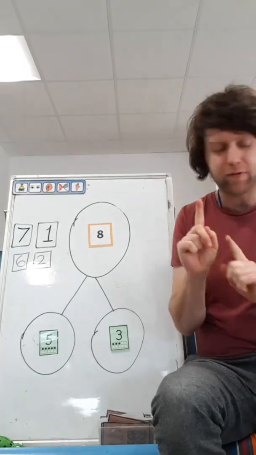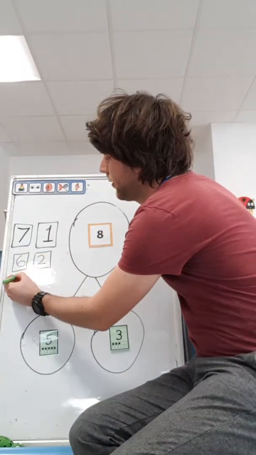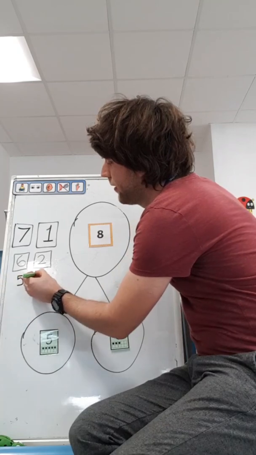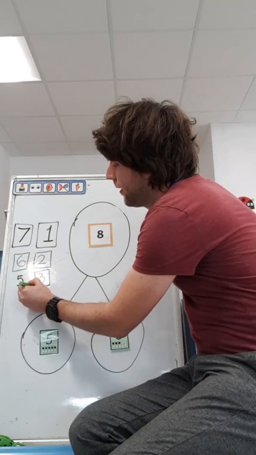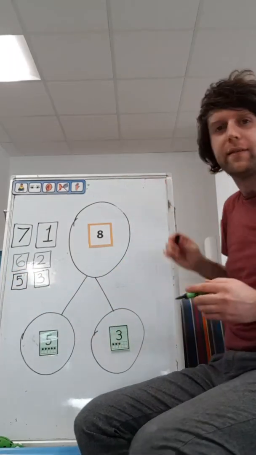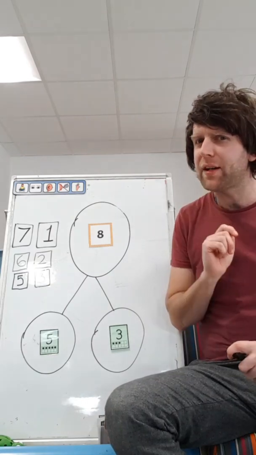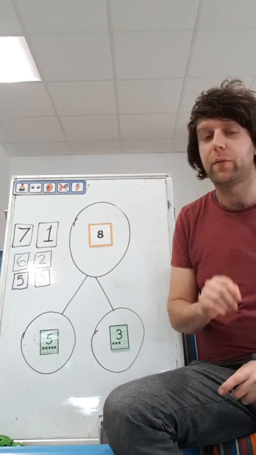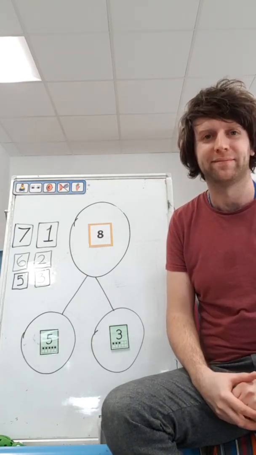Wonderful. I best write that down before we forget. So 5 is a part, 3 is a part, and 8 is the whole amount. All right. I think there might be a few more ways, so I think we should go and investigate and see if we can find out what they are.